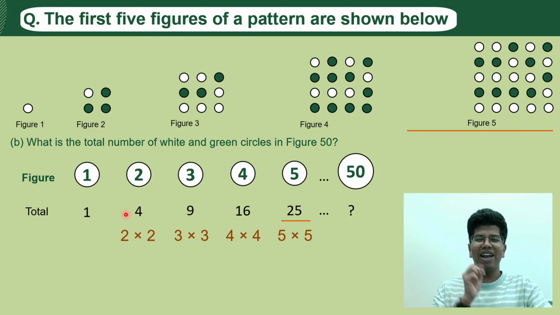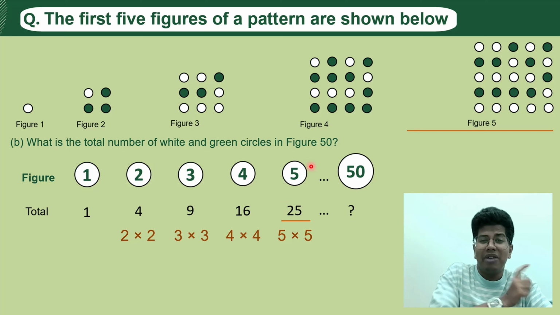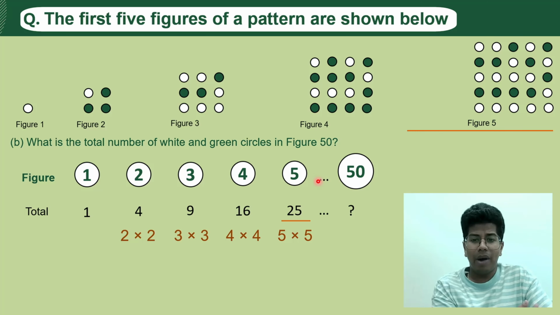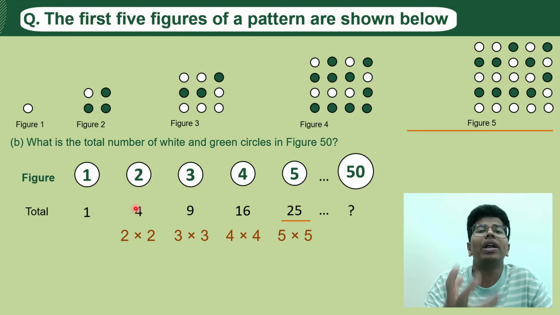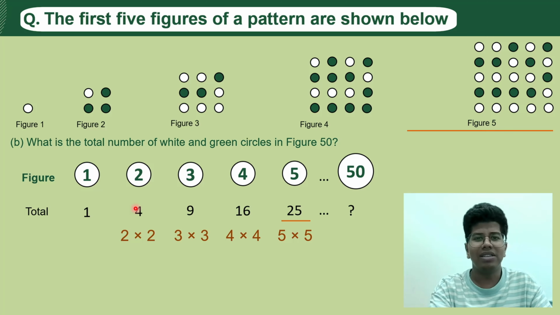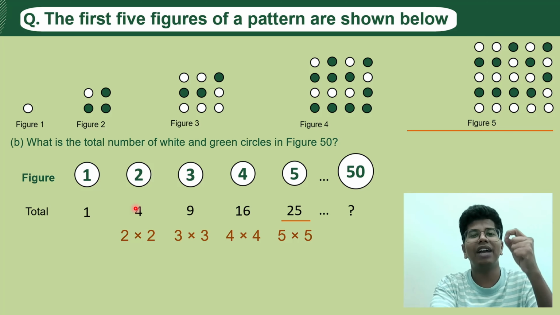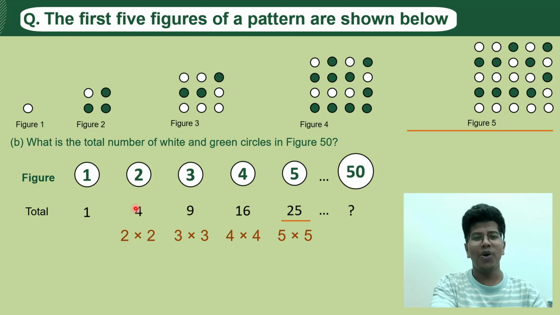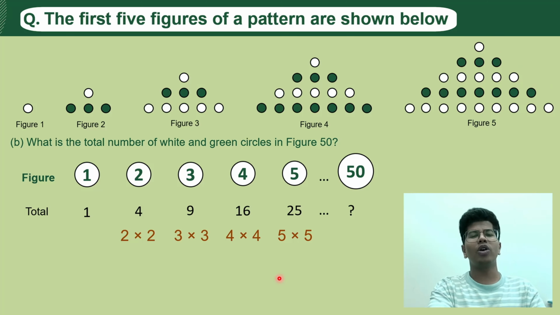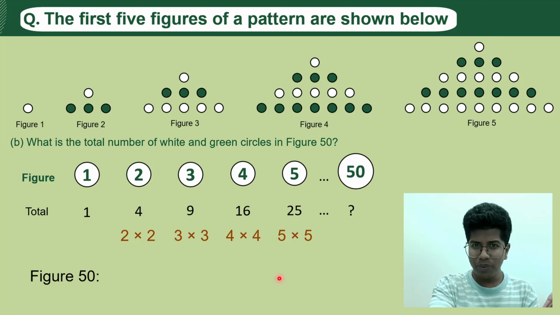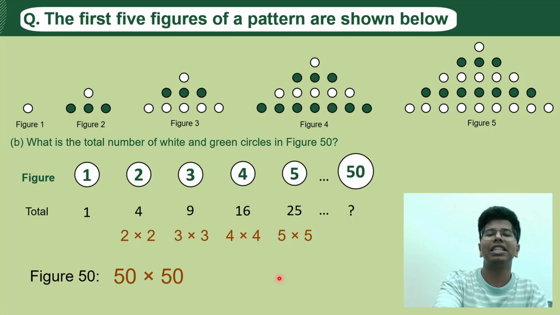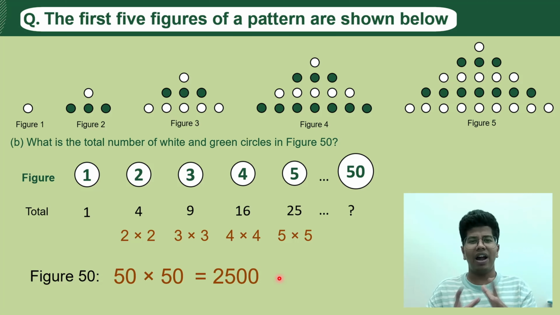These numbers 1, 4, 9, 16, 25. The next number will be 6 times 6, that is 36. All these numbers, 1, 4, 9, are called square numbers. And this is the interesting part that we have learned from this question. So now if I ask you, for figure 50, what do we need to do? Yes, it's just 50 times 50, the number multiplied with itself, that is 2500.